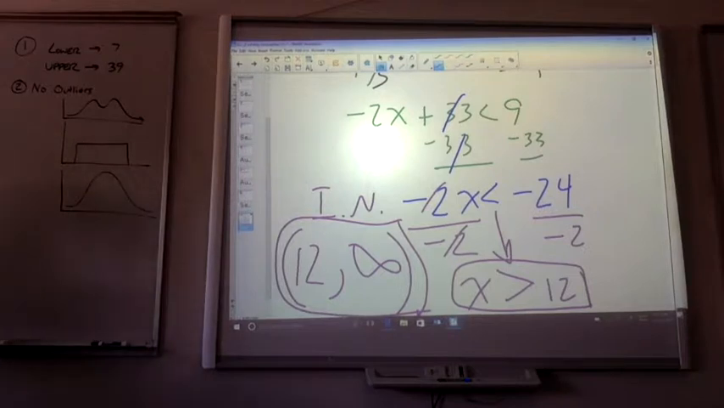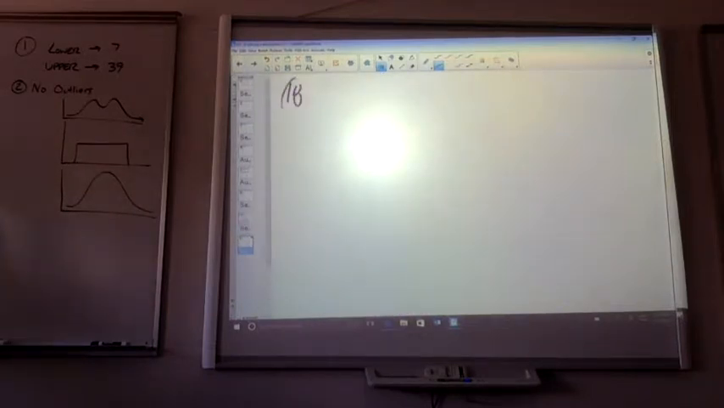What other questions might you have come across on the homework? Yes? 18. So going on the back side. The number of students in a classroom cannot exceed 31. Okay? So can I have more than 31 people in the class? No. Can I have 31? Yes. Okay, so it's going to be a square bracket.